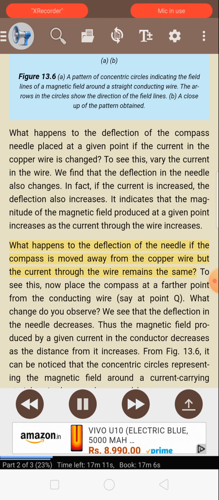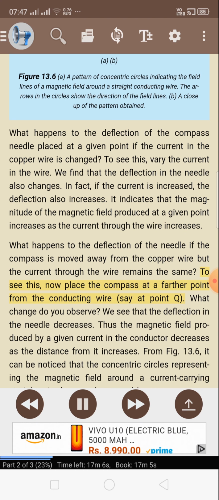What happens to the deflection of the needle if the compass is moved away from the copper wire but the current through the wire remains the same? To see this, now place the compass at a farther point from the conducting wire, say at point Q. What change do you observe? We see that the deflection in the needle decreases. Thus, the magnetic field produced by a given current in the conductor decreases as the distance from it increases.